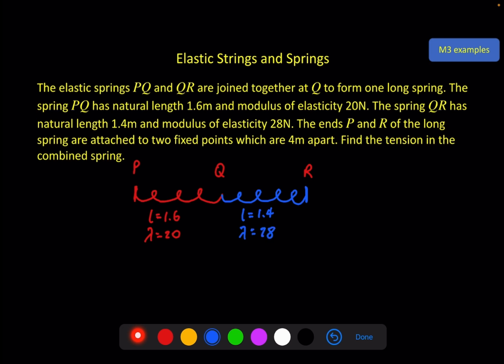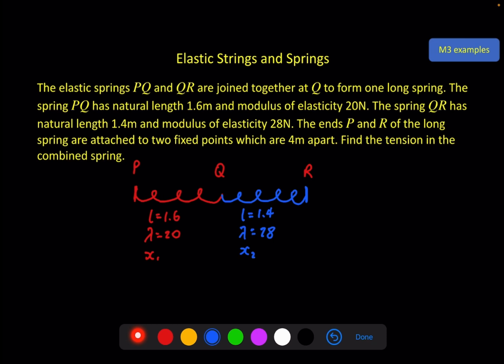So here we have a little bit of a problem because we know that the extension from P to R is 4 meters, but the combined natural length is only 3 meters, so there's a meter's worth of extension, but we don't know how much of that meter extension is here and how much of it is here. So we also have an extension, but we're not sure what that is yet. We know it's probably different, so let me call that x1 and x2.